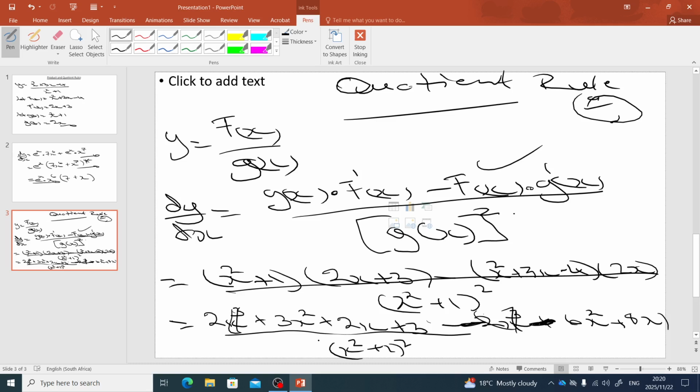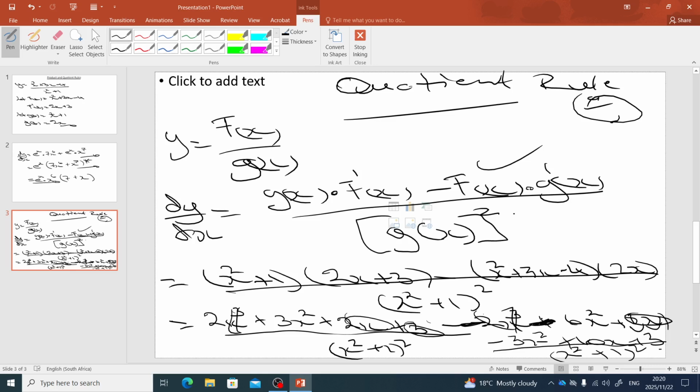Now 3x squared plus negative 6x will give us minus 3x squared. Then let's see if we are still having any like terms to add. Yes, this one we're going to add with that one, then it will be plus 10x. Then what else would we be left with? We would be left with plus 3, divided by open bracket x squared plus 1 close bracket, squared. This would be your answer.